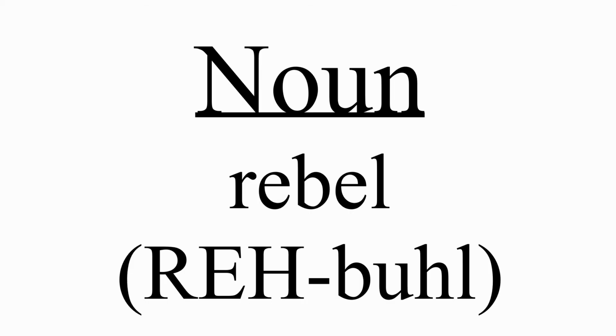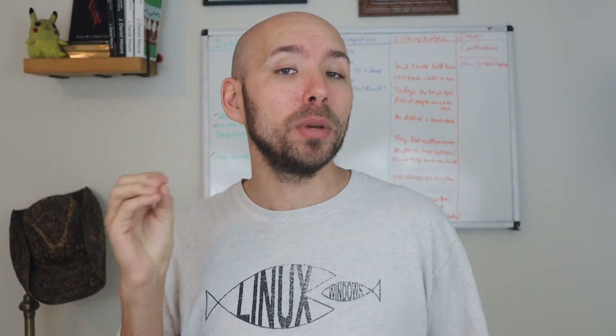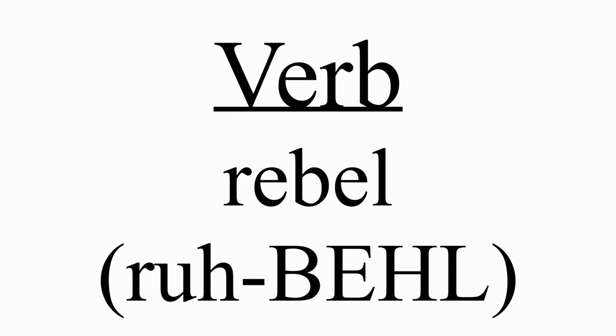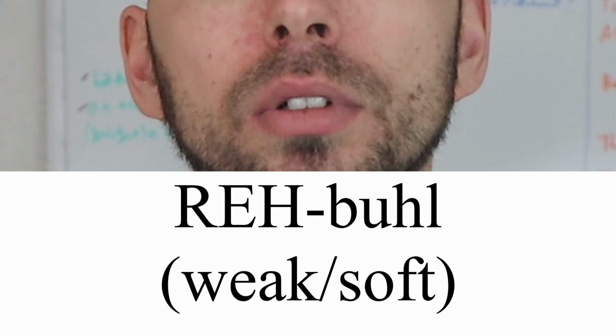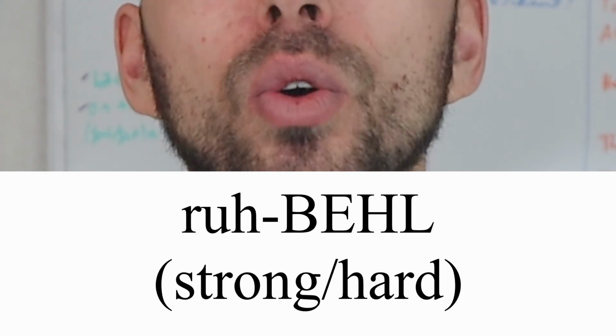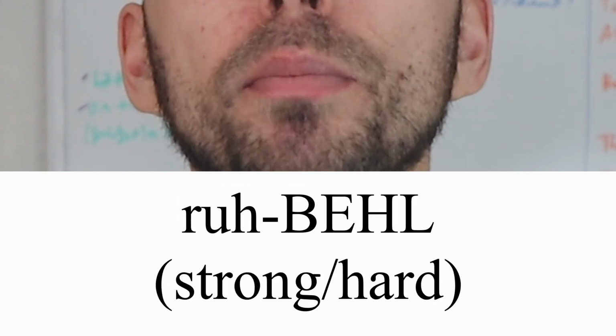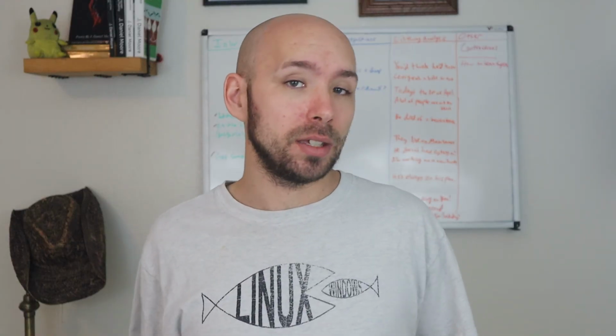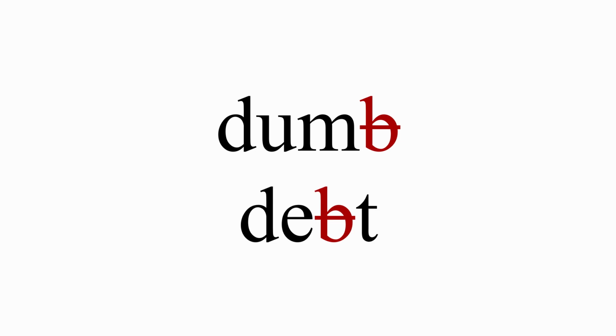Now I couldn't find a lot of words that are good for comparison between these two, but one thing we can look at is the difference between the noun rebel, which has a soft or a weak B, and the verb rebel, which has a strong or a hard B. Rebel, rebel. Note, of course, that there are silent Bs. For example, dumb and debt.